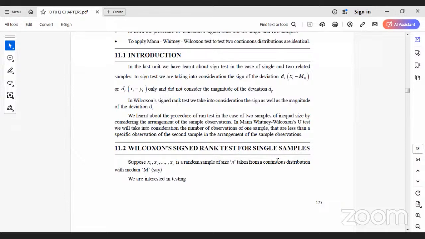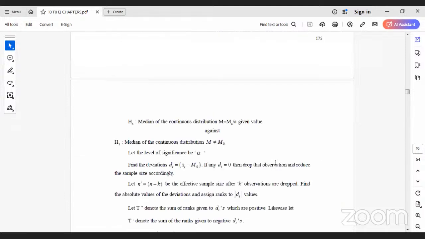Wilcoxon signed-rank test for a single sample. Suppose x1, x2, x3, and so on up to xn is a random sample of size n taken from a continuous distribution. We are interested in testing M equal to M naught, a given value, against M not equal to M naught, M greater than M naught, or M less than M naught.